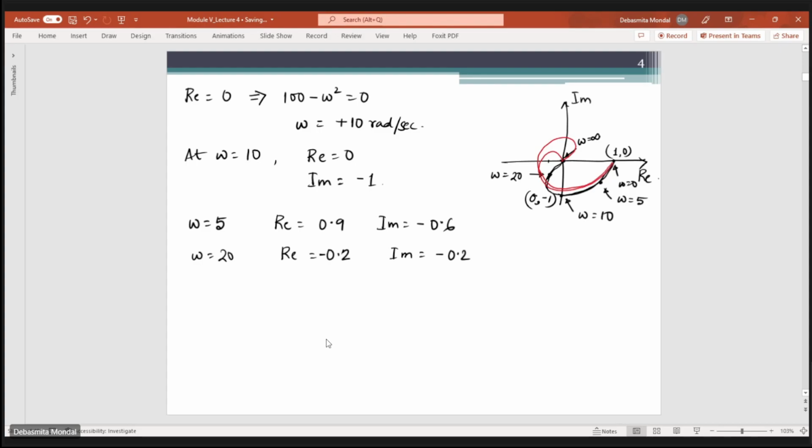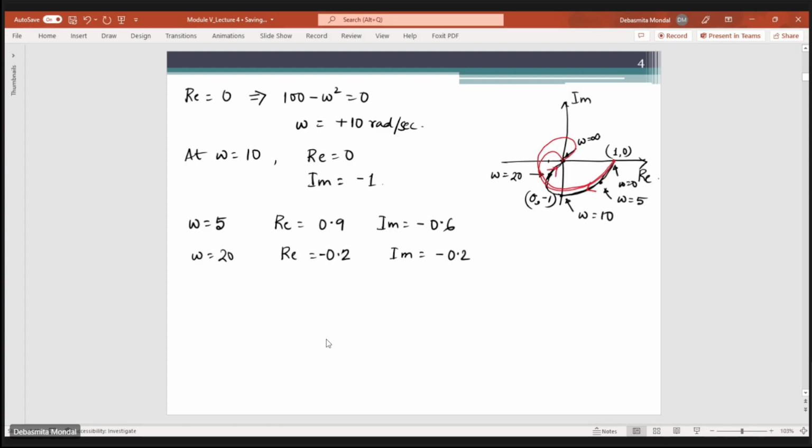So that's why we need to find out the value of the angle of GH of omega at omega equals infinity, so that we know which asymptote the polar plot would follow in order to reach the terminal point. Here it has to follow minus 180 degree. Obviously it is not going to be exactly parallel to the minus 180 degree axis, but it would be parallel to it and follow a path like this. The direction will be: it starts from omega equals 0, moves like this, and ends somewhere over here.